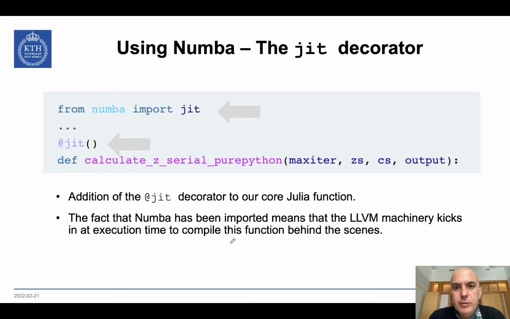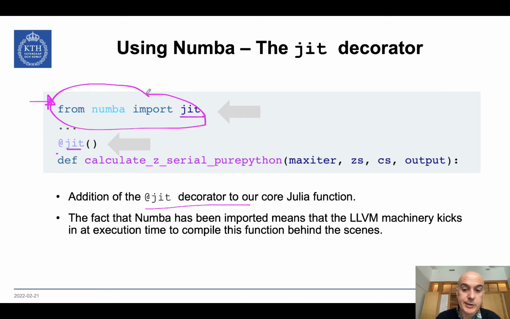So how do we use Numba? Well, as I said, it's rather simple. Once you have installed it, we import the Numba module, particularly the JIT decorator, and then we simply add the decorator @jit in front of the function that we want to compile. So this is very simple. We just add the JIT decorator, and then all the machinery from LLVM comes from this import.